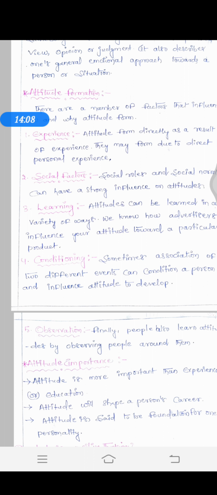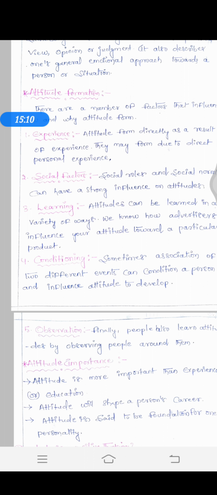every decision one makes and how one lives each day of life. So, attitude will shape a person's career. A positive attitude will propel a person forward, while a negative attitude will get them failed. So, this is the importance of attitude in our life.